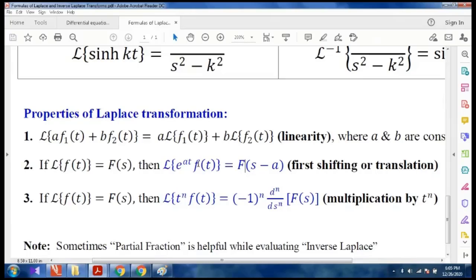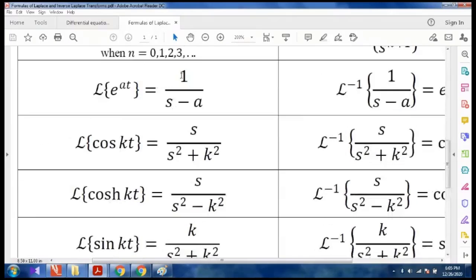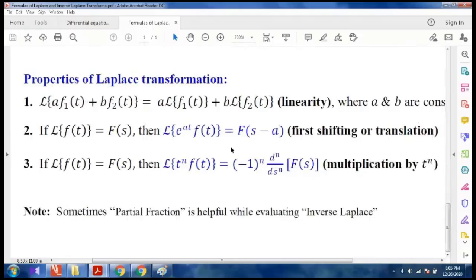Try to understand. Instead of f of t, this time we have e power at f of t. But despite having e power at, the result is not 1 by s minus a. So that is a thing to understand. Okay, this is called the shifting or translation property.